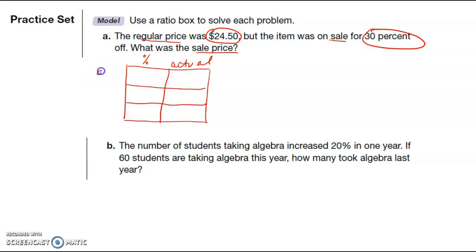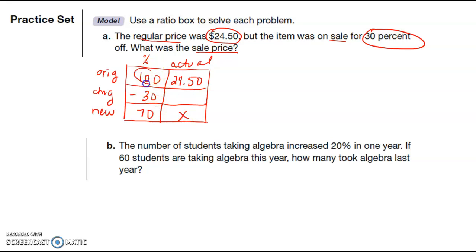So we have original, change, new. Original is going to be 100%, so the 100 goes from the bottom to the top. The change is 30%, and we know that it's on sale, so we're going to subtract 30%. So the new item is actually just 70% of the regular cost. So this is $24.50, which is the actual regular cost, and then it wants to know the sale price.